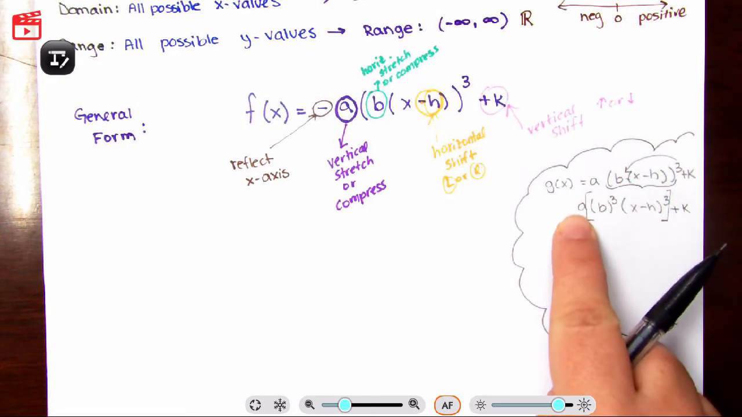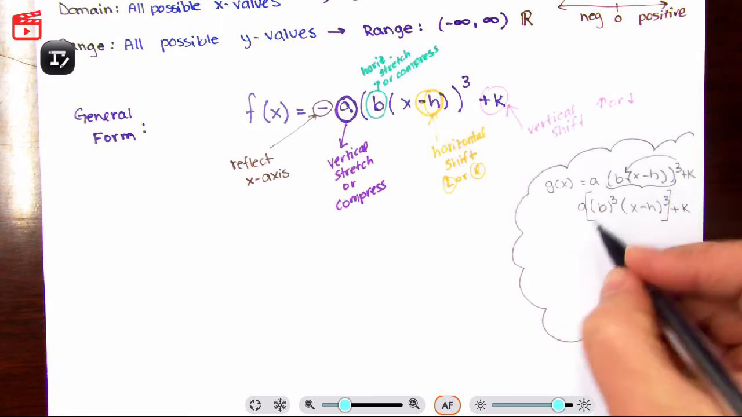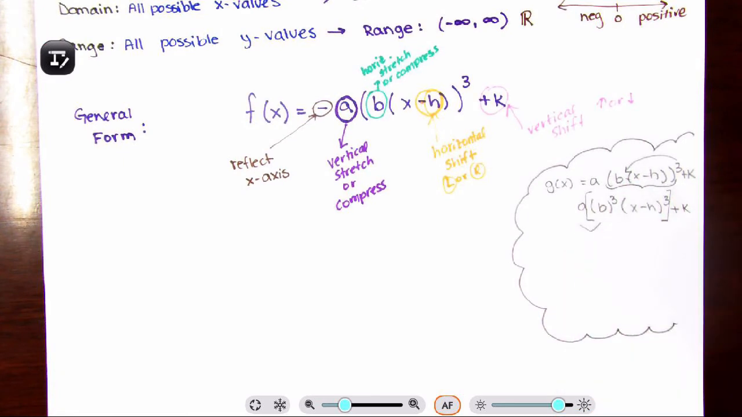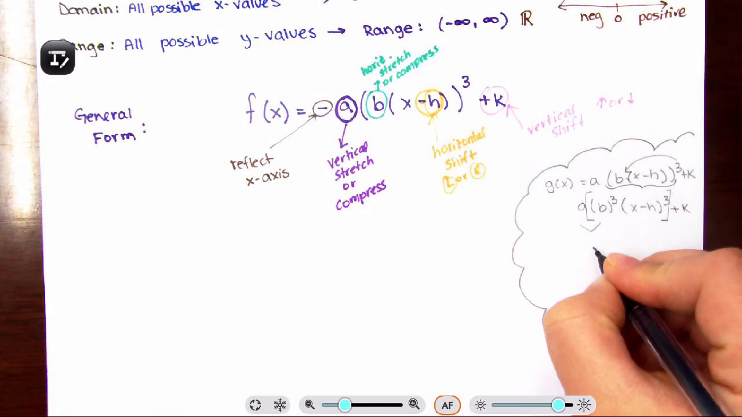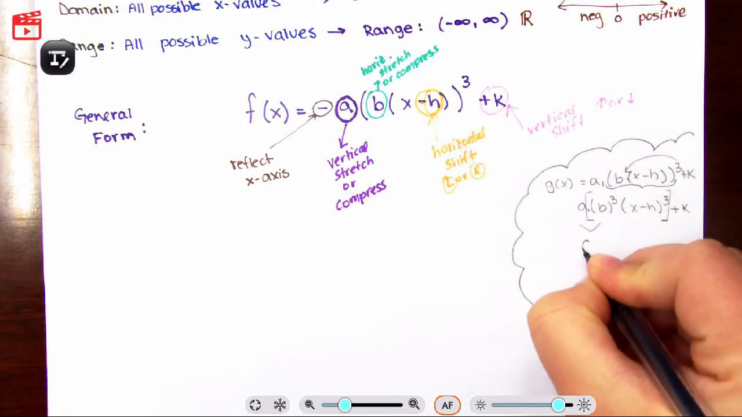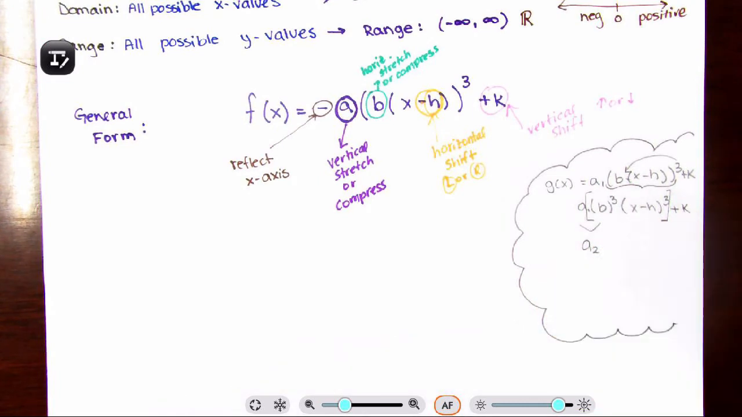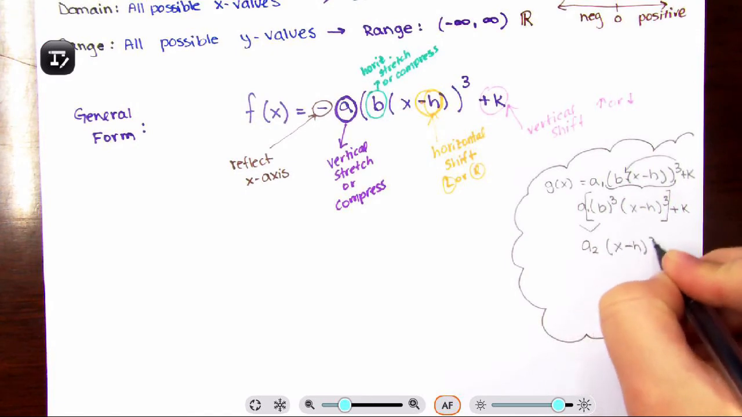And let's say a is a number as well. I don't know, let's say 3. If a is 3 and b is 2, and they're just being multiplied together, this can be combined. It's just a number times a number. I'm going to call this a1, let's call this a2. Combining this will just give us another number. And this a is now being multiplied by x minus h cubed plus k.